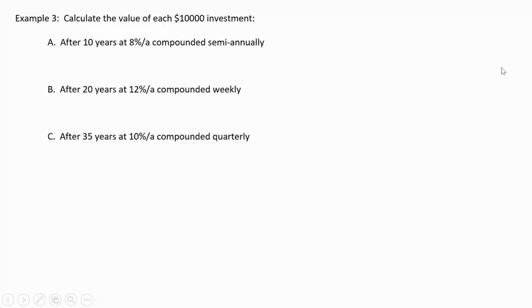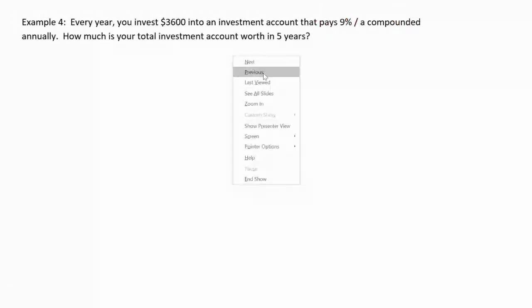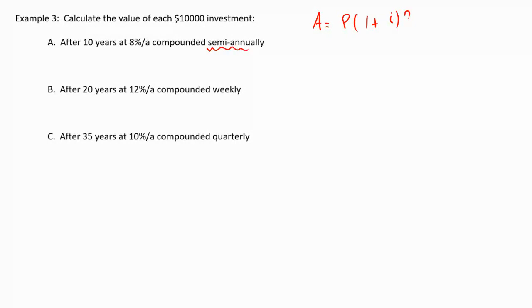Okay, example 3. So these are just a whole bunch of compound interest calculations we need to do here, where A equals P(1 + i)^n. So 10 years at 8% compounded semi-annually. So semi-annually means twice per year. So this means 8% divided by 2 is 4% per half year.